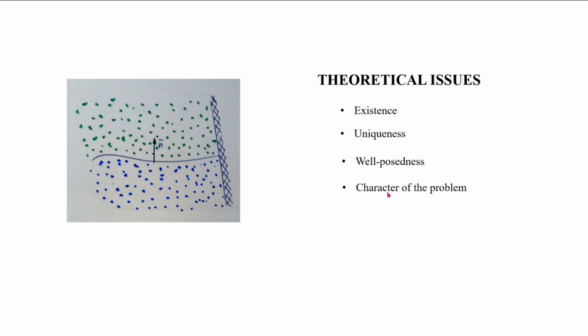Then we have to think about what it means to have a well-posed problem when boundaries are moving. And what is the character of the problem? Is it elliptic, hyperbolic, parabolic? And then we have to look at stability of solutions. So we have to look at stability of algorithms and physical stability of solutions.